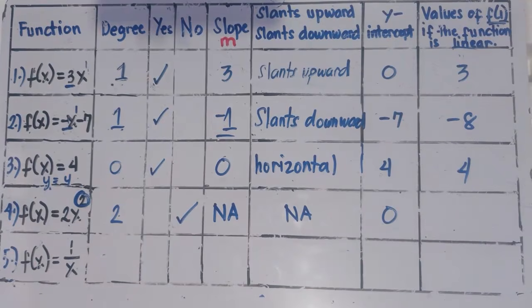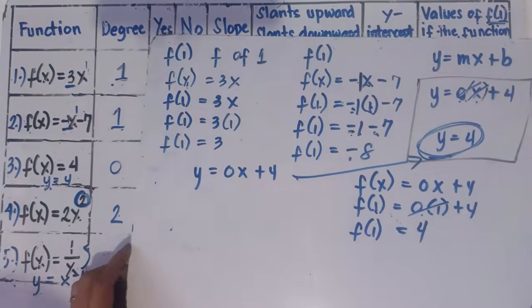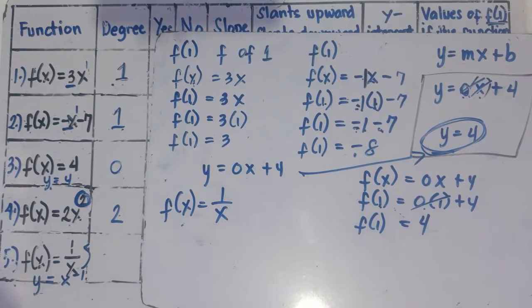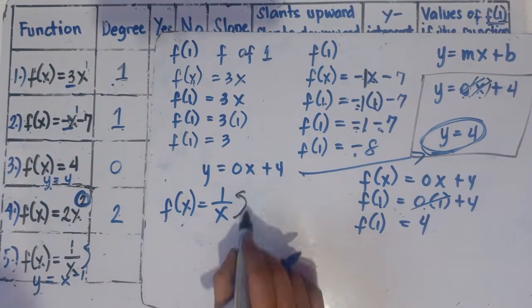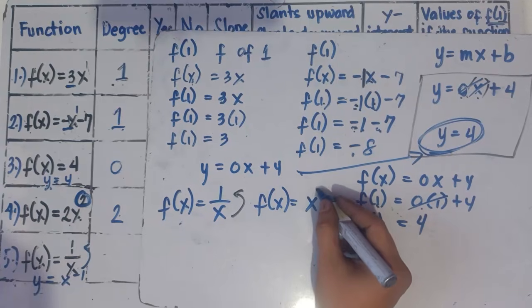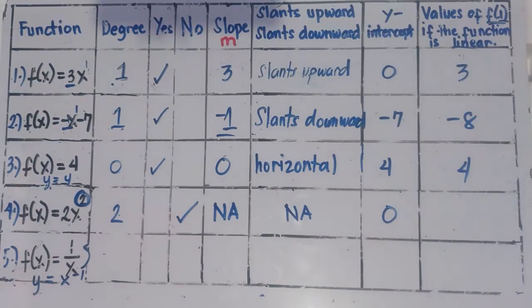Alright, so example number 5, we have f of x equals 1 over x. Once again, we can write this one as y. We simply put x on the top part, so this will be x raised to the power of negative 1. Let me just explain this one, class. f of x equals 1 over x. If we put x on the numerator, we can write f of x equals x raised to the power of negative 1. Now question, class, is this a linear function?